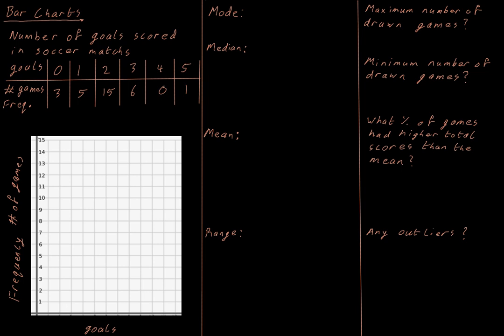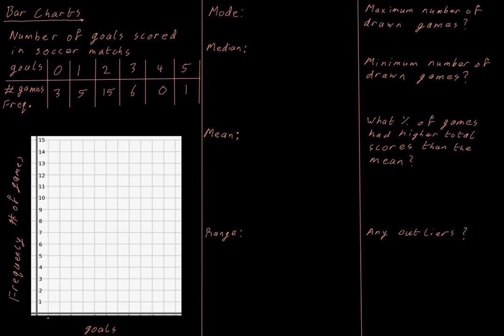So I already have my frequency axis set out. I can see that the highest frequency I need to get to is 15. And I have it labeled. I have frequency for the number of times I see something, and I've labeled it as the number of games. So the number of games that had our particular outcomes of goals.